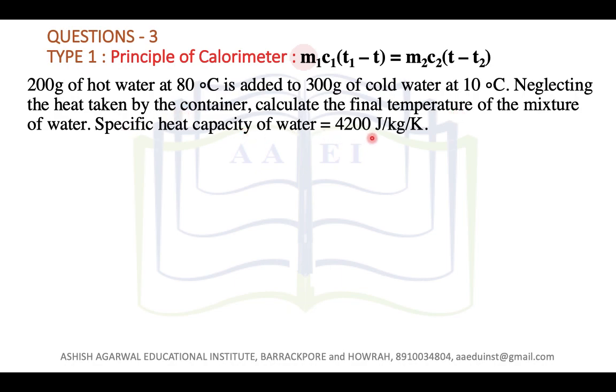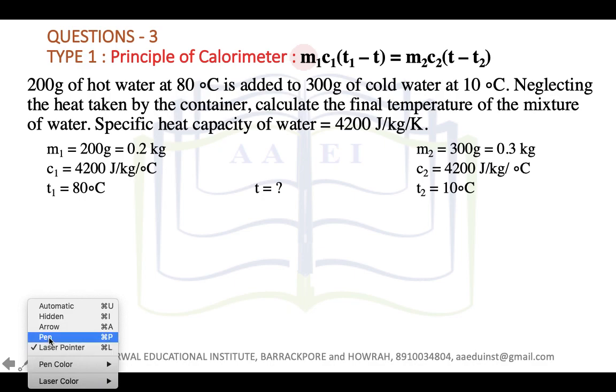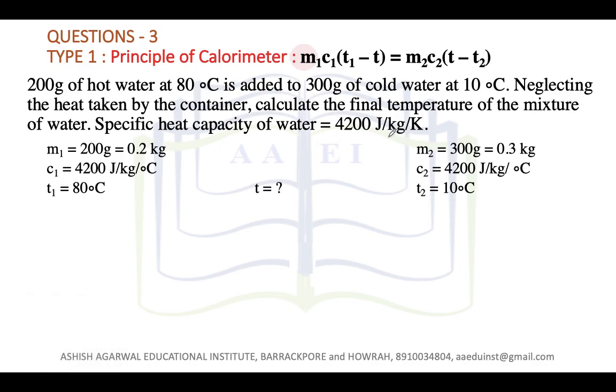Specific heat capacity of water they have given. So it is very simple. The data comes like this. You need to understand one thing here, very vital thing, that previously whatever values we have got of specific heat capacity, it was joule per gram per Kelvin. Here what they have given is joule per kg per Kelvin. So since the value is given in kg, it's your prime responsibility that you change all these mass values to kg.